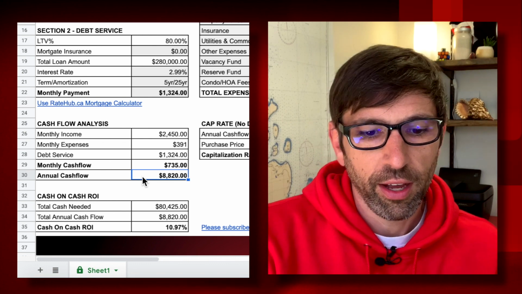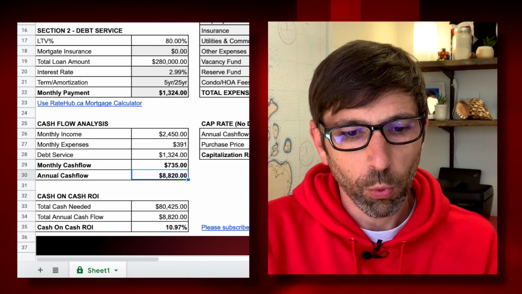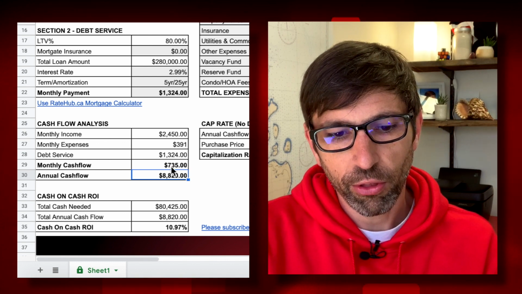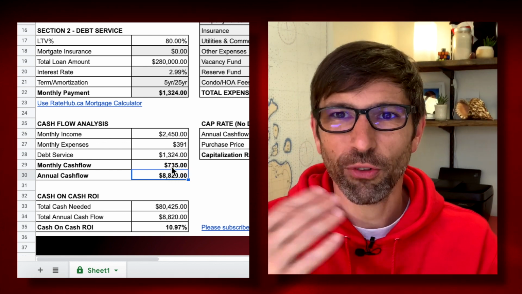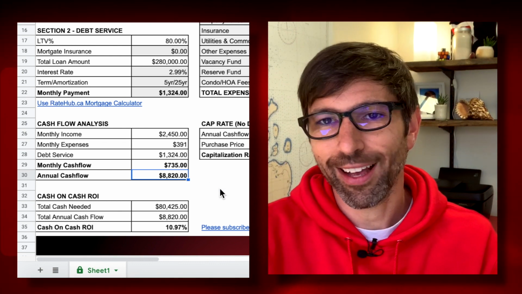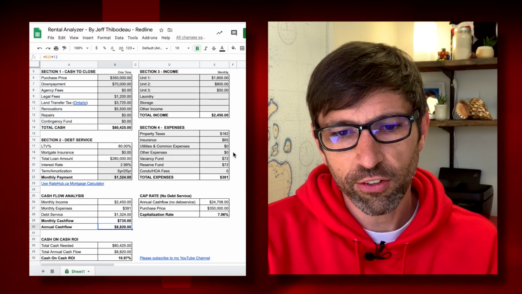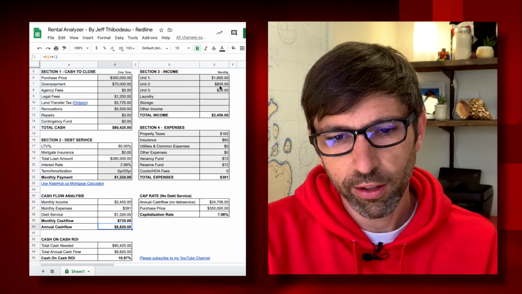So pretty good. If this property all works out how our numbers say it's going to work out, we're going to find ourselves with $735 a month of additional free cash coming in. And on a year, that's going to mean this property generates $8,820. Now that sounds like pretty good numbers. So let's change things up a bit. Let's say things don't go as well.